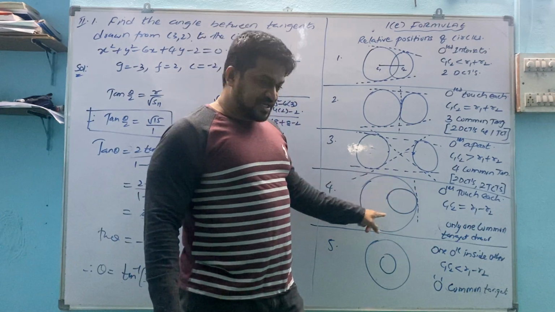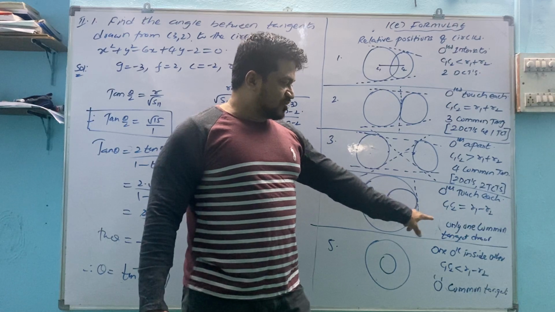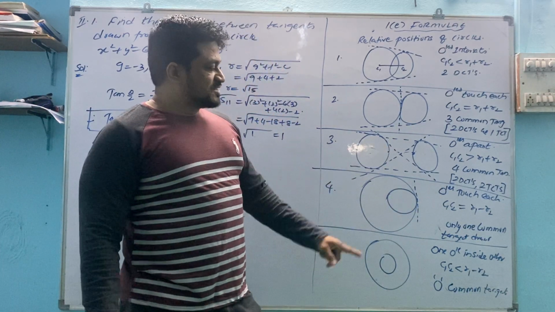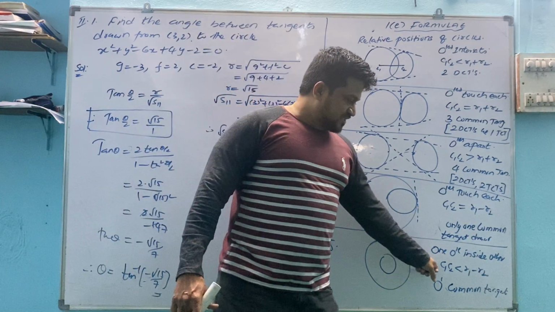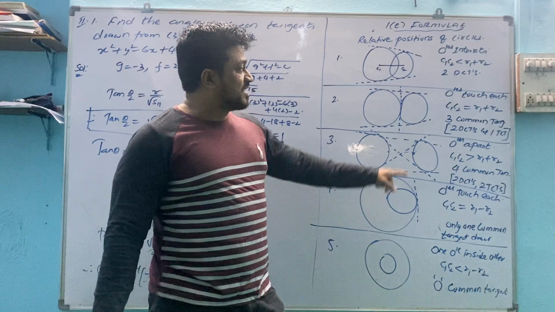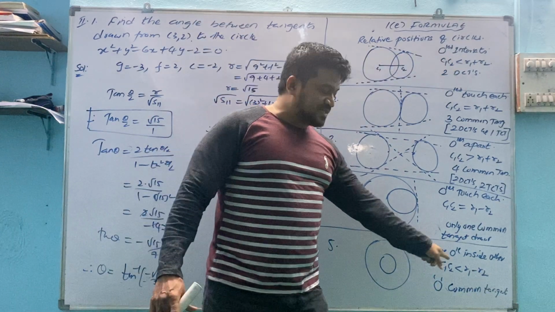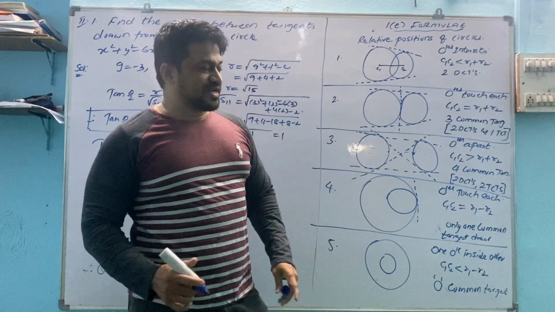Circles touch each other still in this case also, but one circle is inside the other. Only one common tangent can be drawn. One common tangent can be drawn when C1C2 is equal to R1 minus R2. Similarly, if C1C2 is less than R1 plus R2, that time circles intersect. Here, if C1C2 is less than R1 minus R2, that time one circle is inside the other, zero common tangents can be drawn.